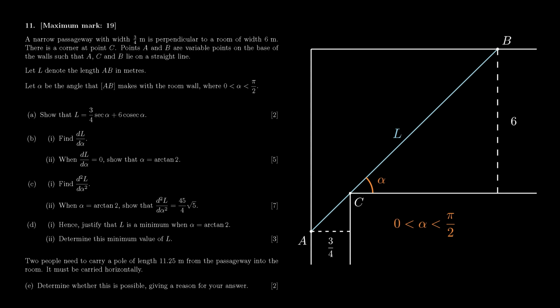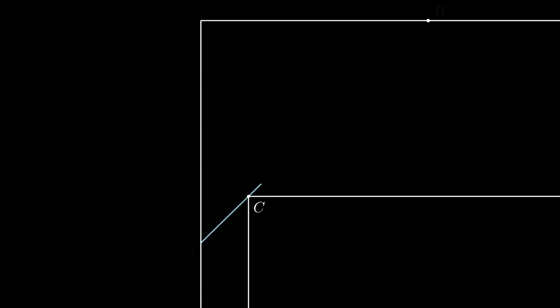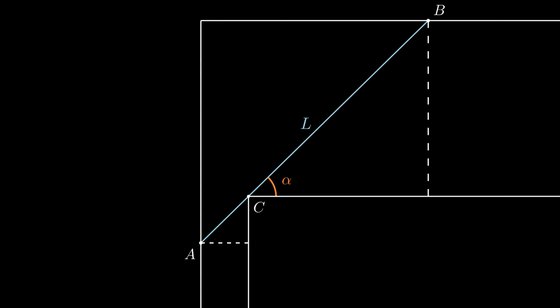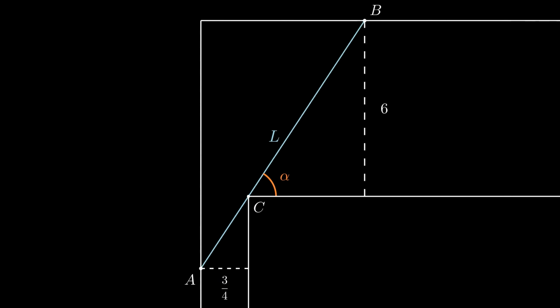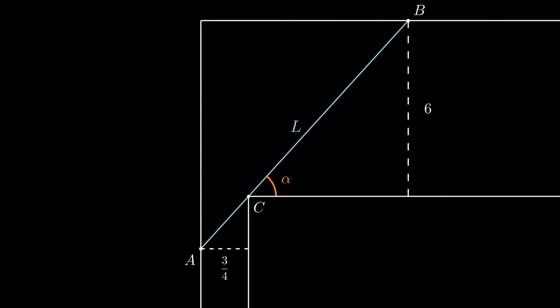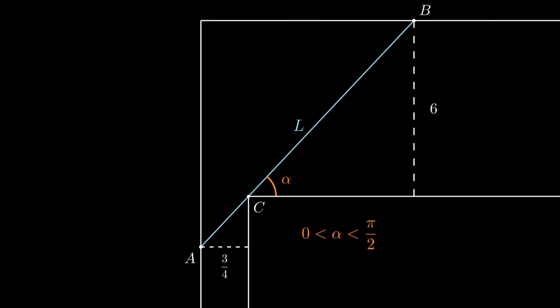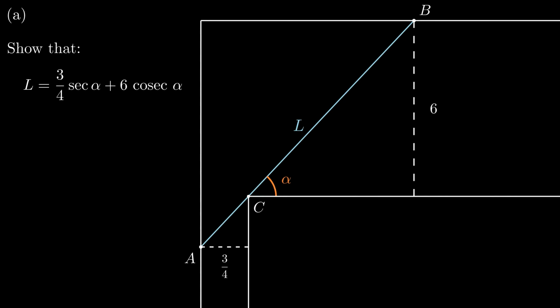Alright, let's begin. But before diving into question A, let's break down the question. First, let's look at the situation you're given. Points A and B are set to be variable, but at the same time, A, B, and C are collinear. This just means the points aren't completely free, but rather if one moves, the other must respond, with the length of the blue line being the given L. The constraint on alpha is also limited by the conditions. They're being nice by spelling them out for you. Alright, on to question A.